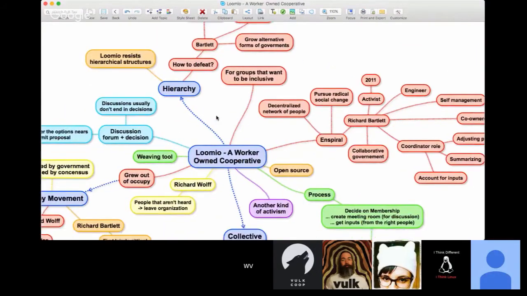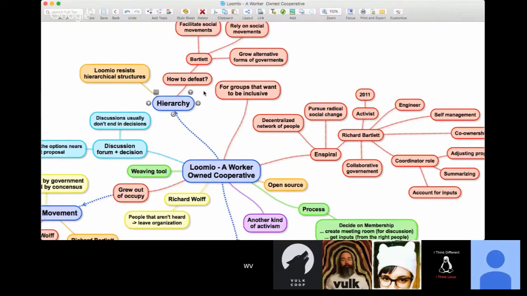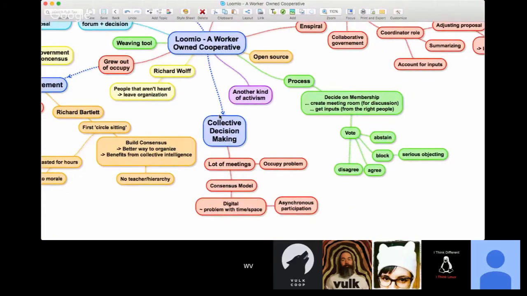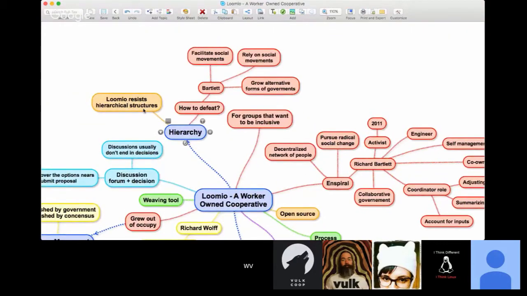at some point. Now, Richard Wolff was really interested in talking about hierarchies, and really tried to press Richard Bartlett on how he overcame hierarchies, right? And so, when Richard Bartlett said, Lumio resists hierarchical structures. You really need to use it in such a way that it's a more flat organization. You're not going to have one person that tells other people what to do.